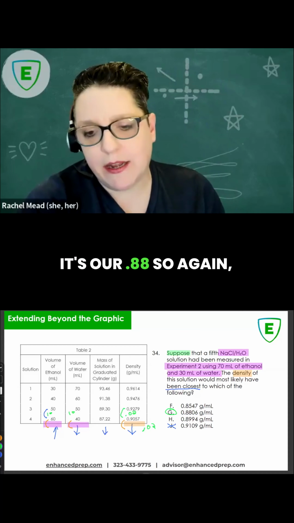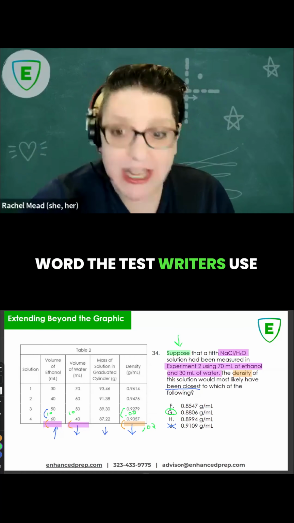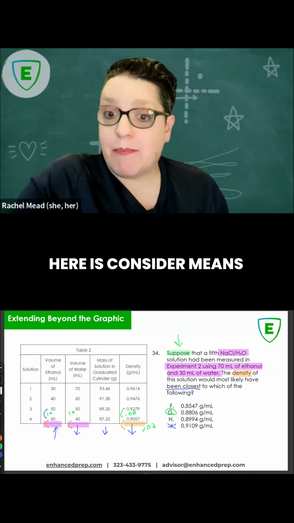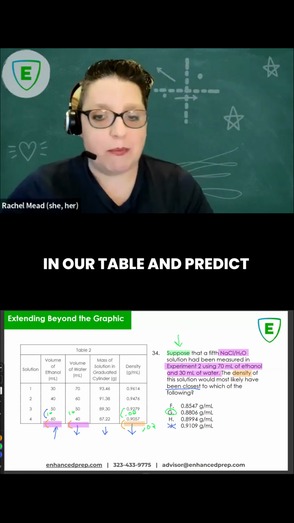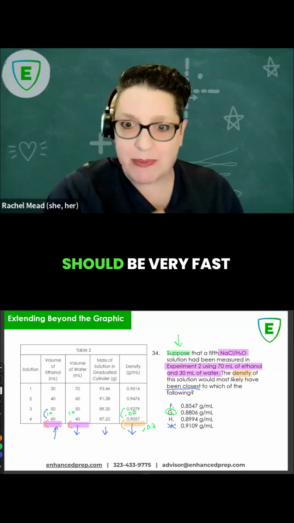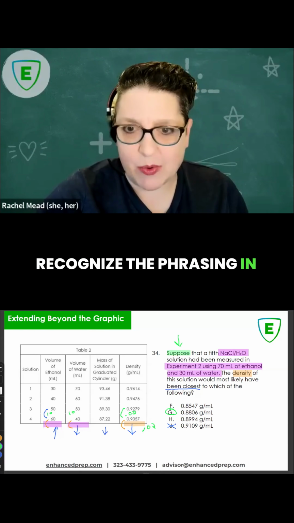It's our 0.88. So again, that "suppose," or the other word the test writers use here, "consider," means apply the data and the trends that we're seeing in our table and predict what the result is. Should be very fast questions for you once you recognize the phrasing in the question itself.